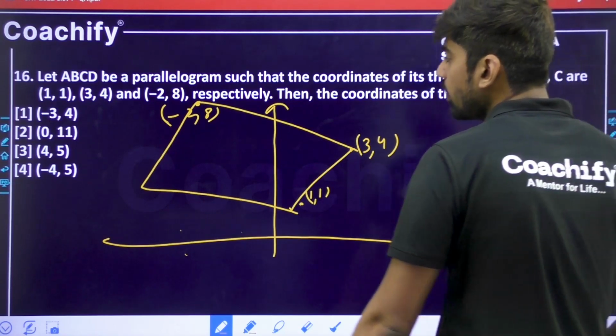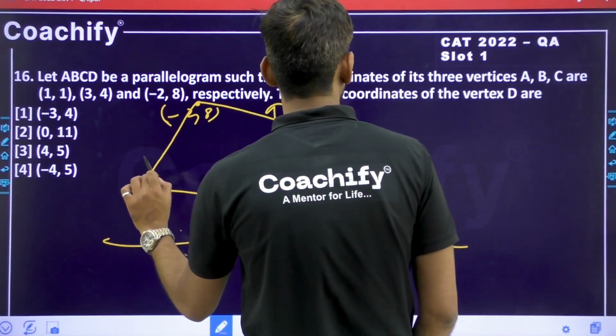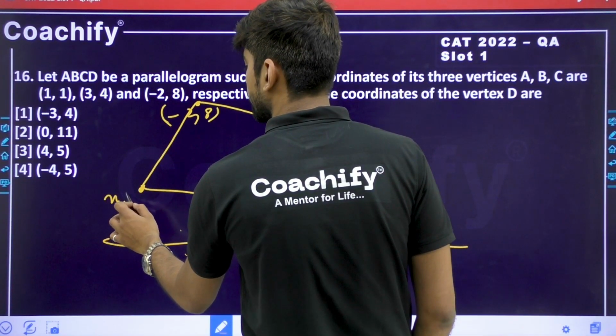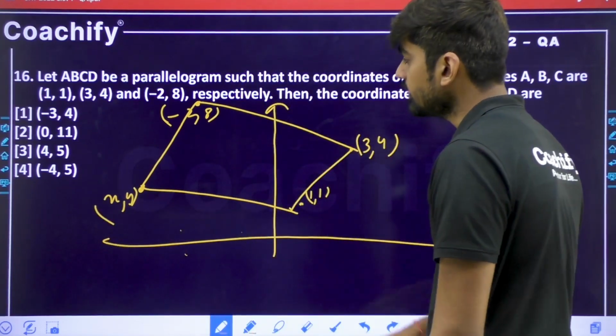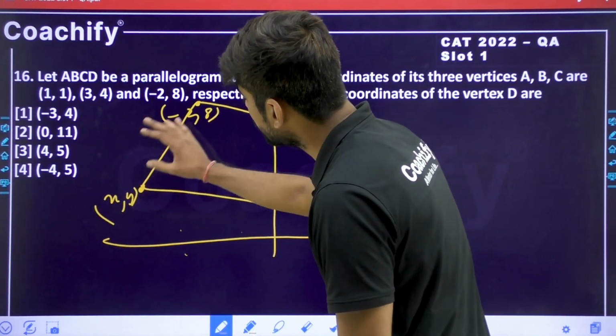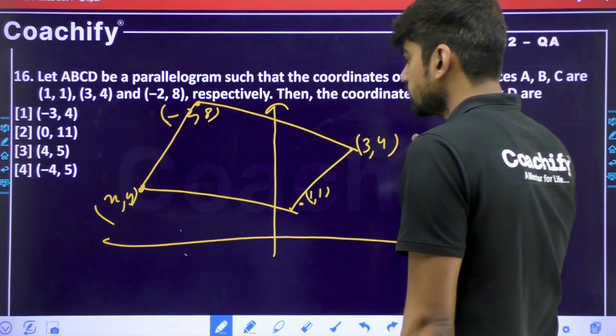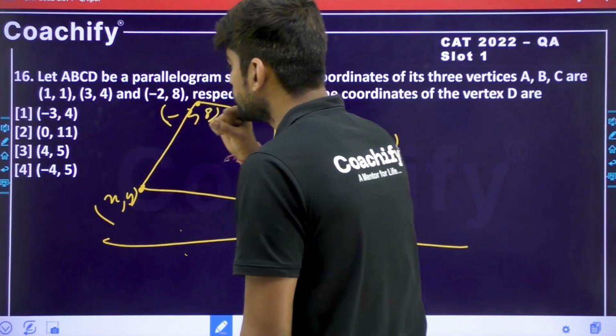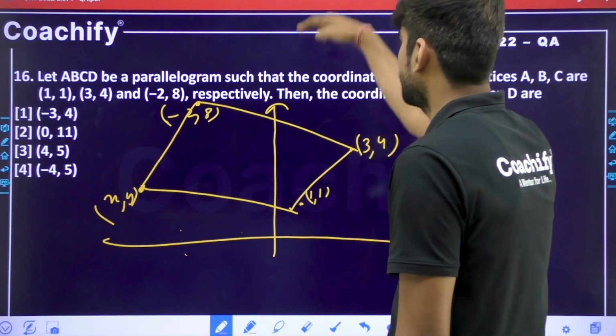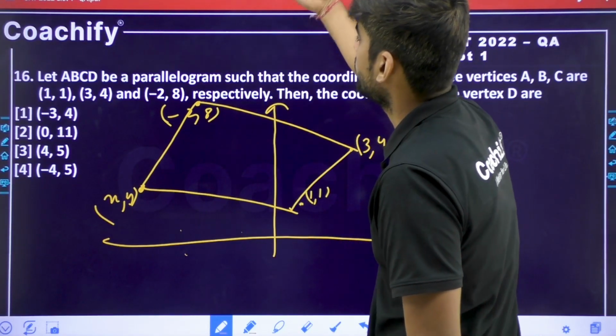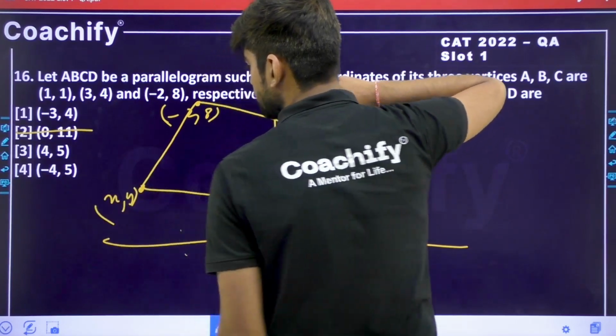Yes. Now I have to find out the coordinates of this fourth vertex. Guys, you can clearly see that this fourth point is going to lie here, so it will never cross this side, right? So if you observe, option 2 says 0, 11, which will be definitely towards the right of this. So this option gets ruled out.